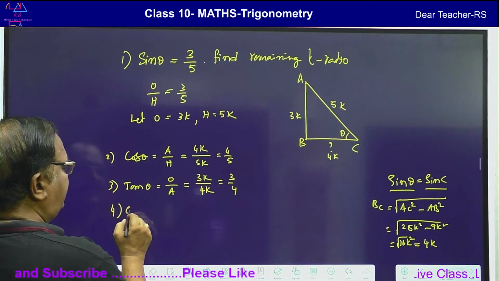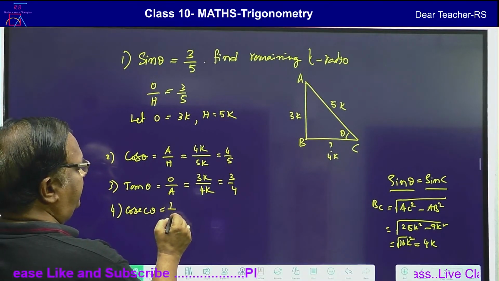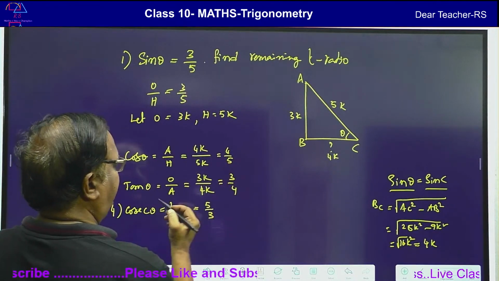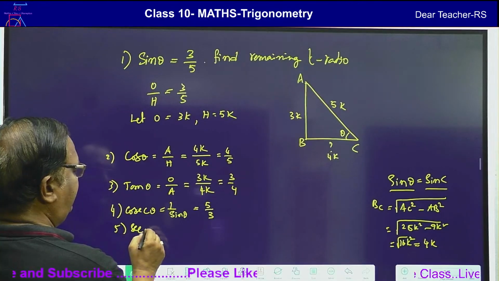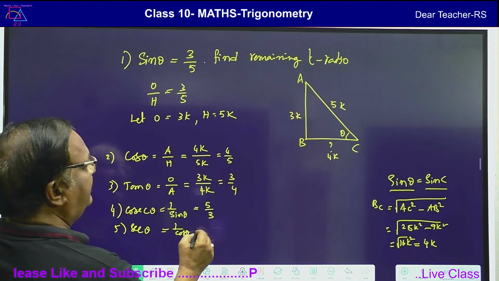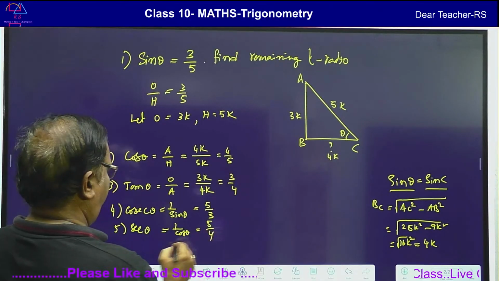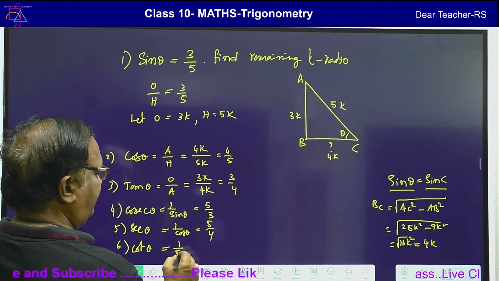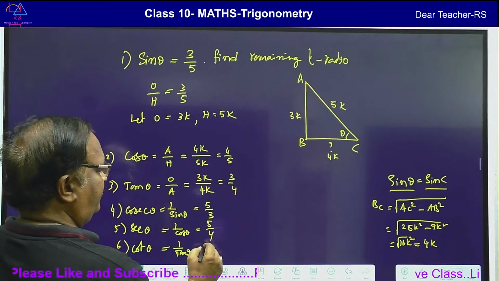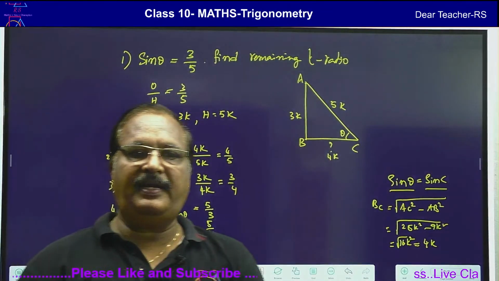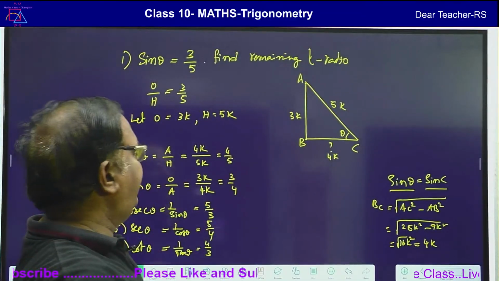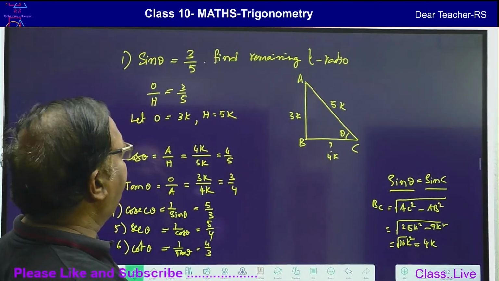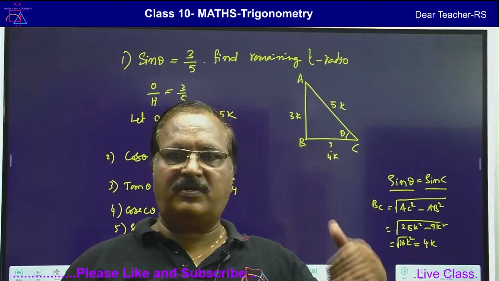So automatically cosecant theta is equal to 1 upon sin theta. That means reciprocal: 3 upon 5 means 5 upon 3. And 5 is secant theta. Secant theta is equal to 1 upon cos theta. Cos theta is 4 upon 5, so it is equal to 5 by 4. And 6 is cot theta. Cot theta is equal to 1 upon tan theta. Tan theta is 3 upon 4, so it is equal to 4 by 3. Right? This is how you have to find out the rest of the ratios. Once you know all the 3 sides and 1 angle, you can do everything. So the whole first exercise is based on this only.